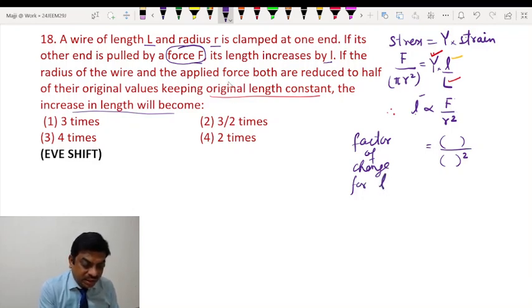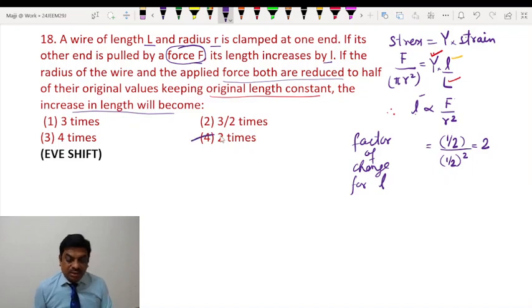What is the factor of change of F? It is clearly given that force is reduced to half. So I will put half here, and the radius is also reduced to half, so I will put half here as well. So finally you can see you get 2. That means the increase in length, or the elongation, will increase 2 times the initial value.